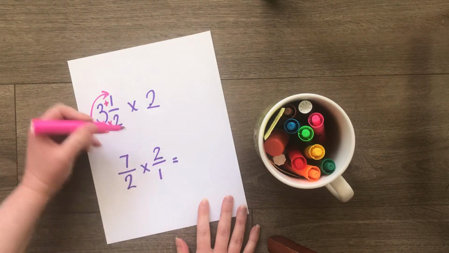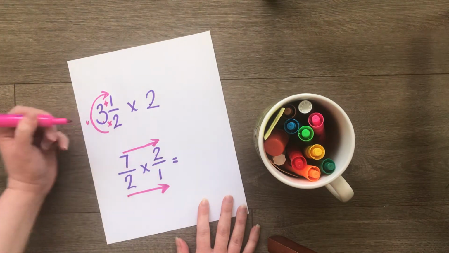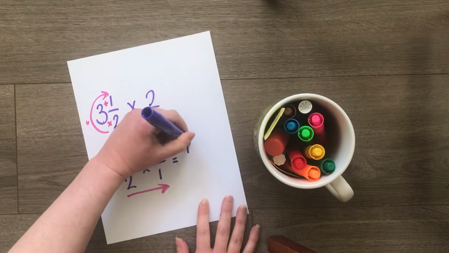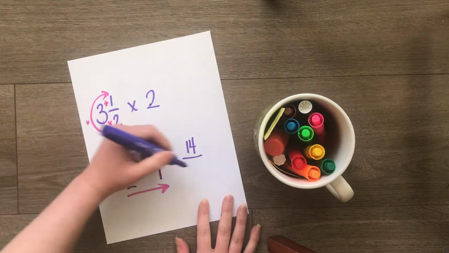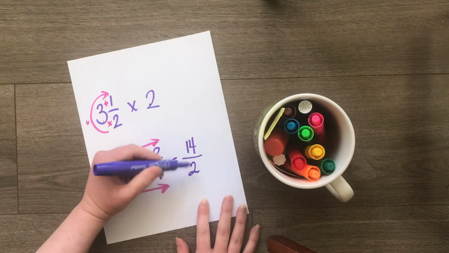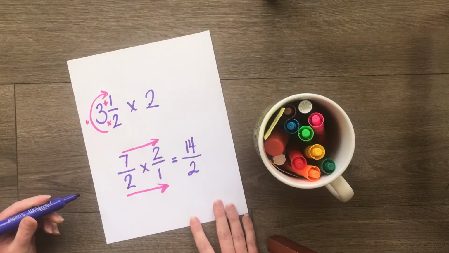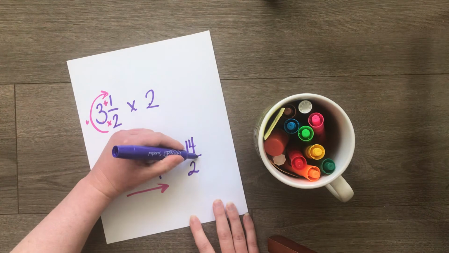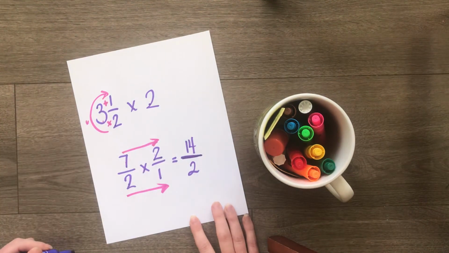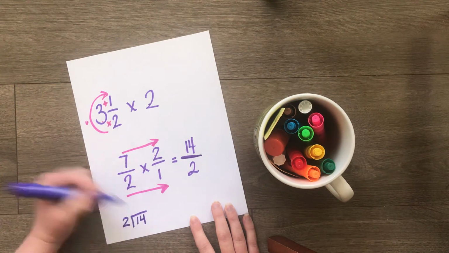So now that I have my two fractions, I'm just going to go ahead and multiply across again. 7 times 2 is 14. 2 times 1 is 2. So I have 14 halves here. Now, 14 halves is an improper fraction, and I'm going to have to convert that back to a mixed number. So I'm going to go down here. Remember, this line not just represents fractions, but it also means divide. So I can say 2 divided into 14.